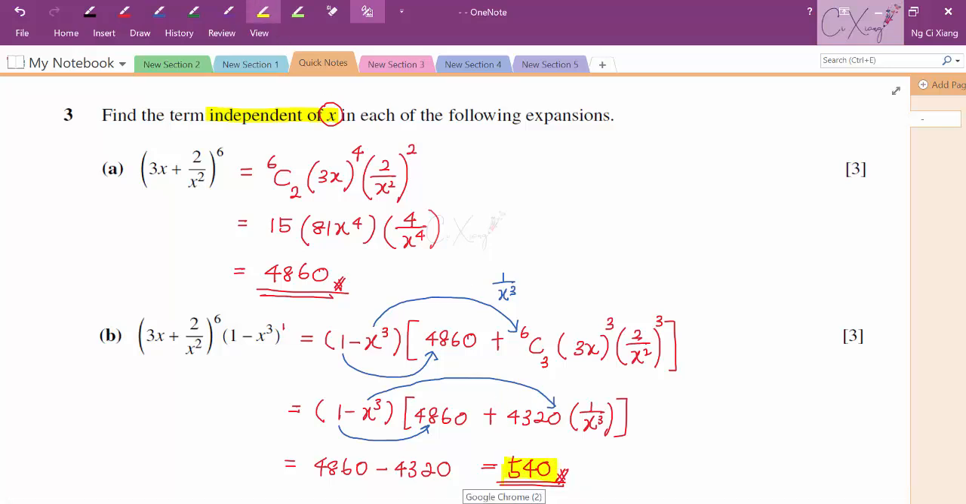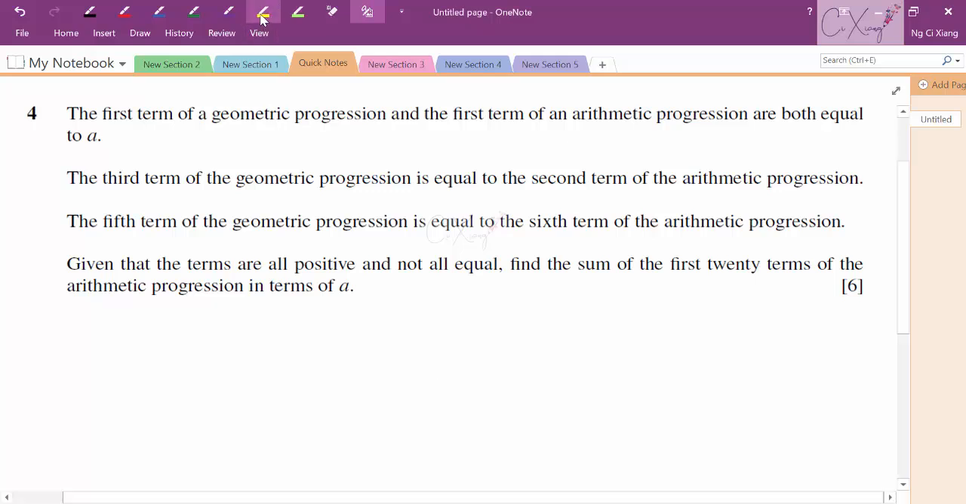Okay, so this is how we solve. Question number 4. We have the first term of a geometric progression and the first term of an arithmetic progression both equal to A. I think this is quite simple.